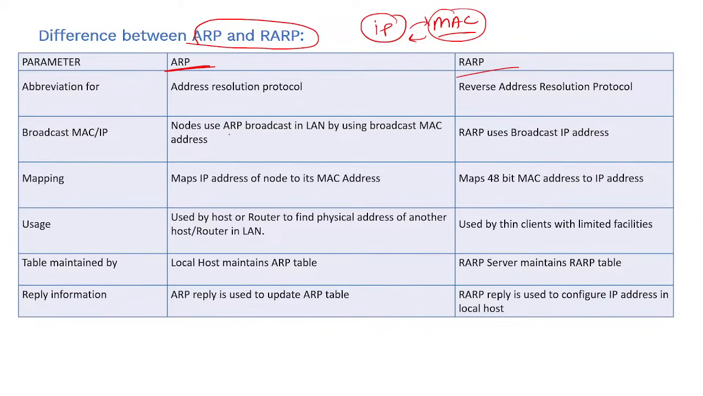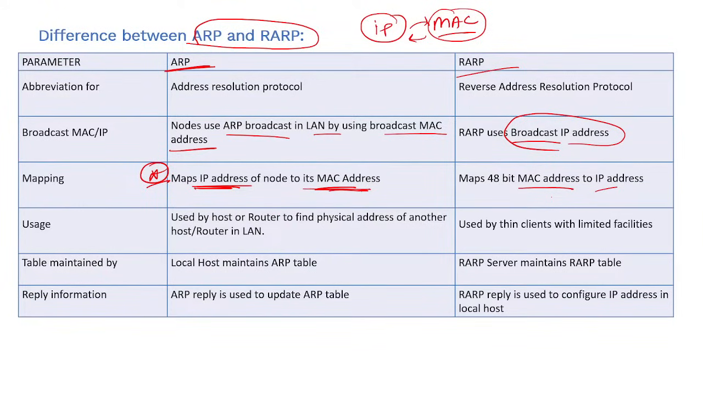The node uses ARP broadcast on the LAN using the broadcast MAC address. RARP broadcasts using the MAC address to get the IP address. So ARP maps IP address to MAC, sending IP to get MAC. And here RARP gets the MAC address and sends back the IP address. MAC to IP, the opposite one. Very, very important. Repeated questions come from this area.